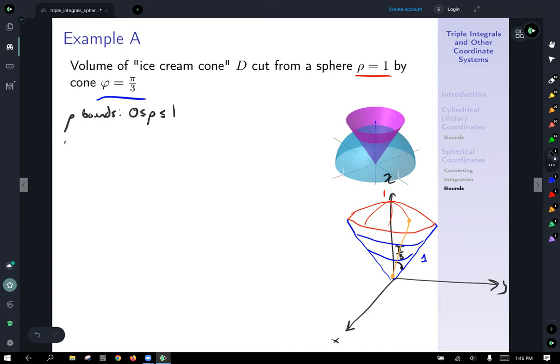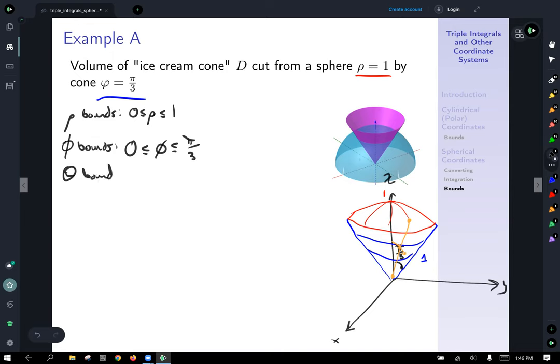Okay, next we'll think about phi. So our phi bounds. Well, we're given phi is equal to pi over 3. And to imagine that line, we're coming off the z-axis and then keep going until we crash into that cone. So we're going to let phi vary between 0 less than or equal to phi less than or equal to pi over 3. Now, last but not least, we've got theta.